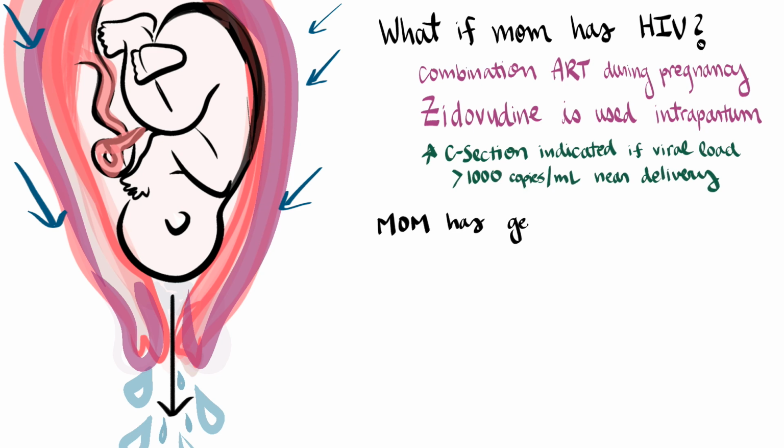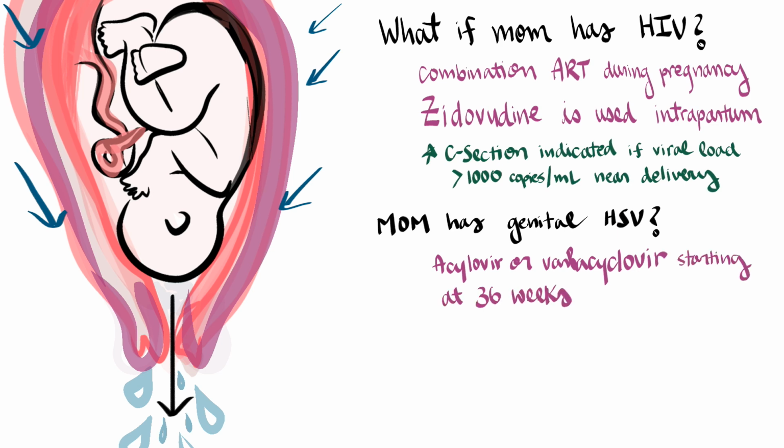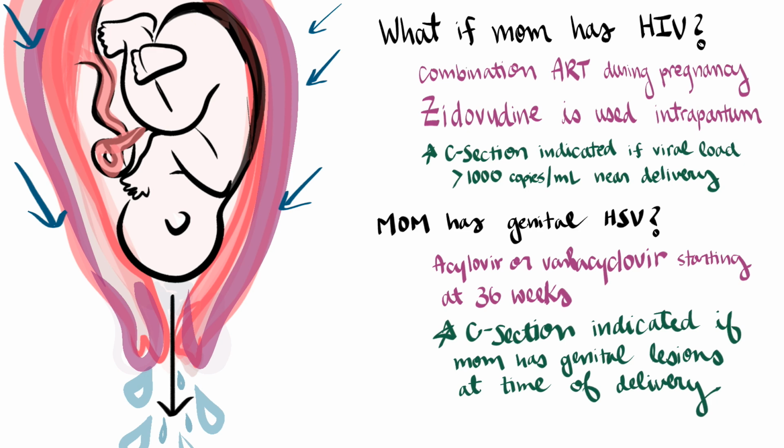What about a patient that has HSV? Pregnant patients that have a history of genital HSV should receive acyclovir or valacyclovir starting at 36 weeks. And also, if there's an active genital lesion at delivery, it's often safer for the mom and the baby to do a C-section to prevent neonatal herpes.